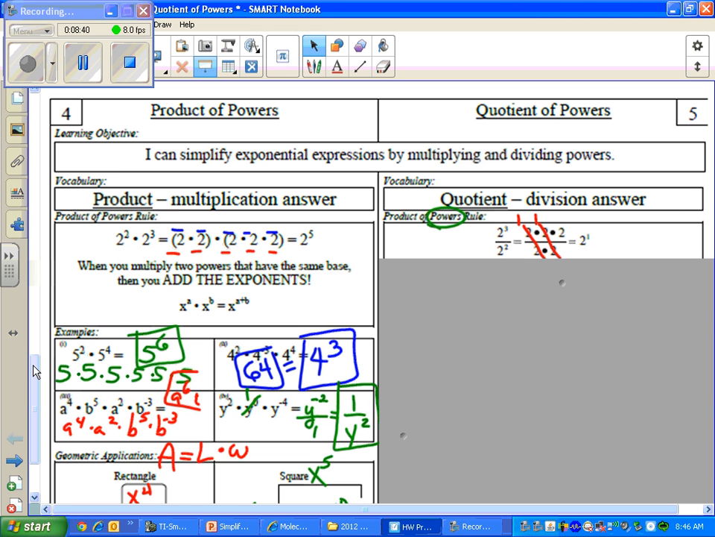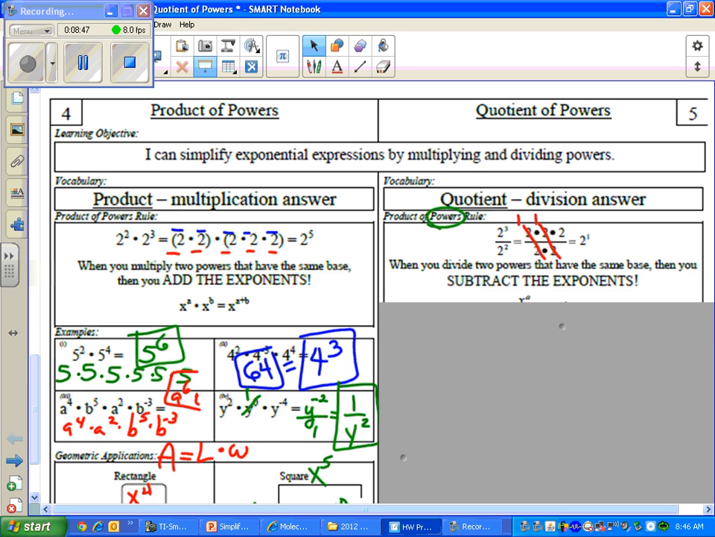Now, on the left side, we added the exponents. Over here, I bet you are already guessing, we're going to subtract the exponents. Let's copy these down. When you divide two powers that have the same base, then you subtract the exponents. You can look at the general formula there. I have x to the a over x to the b. Notice that they have the same base, x, and that allows us to subtract the a and the b. Pause the video if you need to get that down, and let's take a look at a few examples.